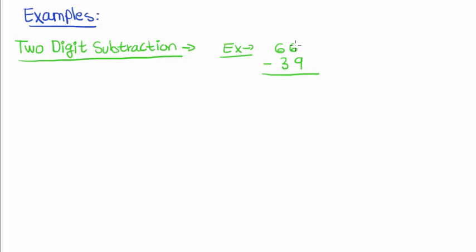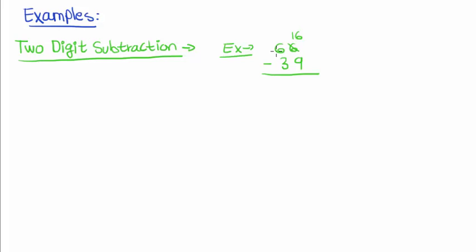Since the number on the top is smaller than the number on the bottom, I need to add 10 to the number on the top. In this case, 6 plus 10 will give me 16. So I write down 16 on top of the 6. Now, this is equivalent to saying that I borrowed 10 from the tens place number. In this case, the tens place number is the 6. So, since I borrowed 10 from the 6 over here, that is the same thing as saying that I borrowed 10 from the 60 over here.